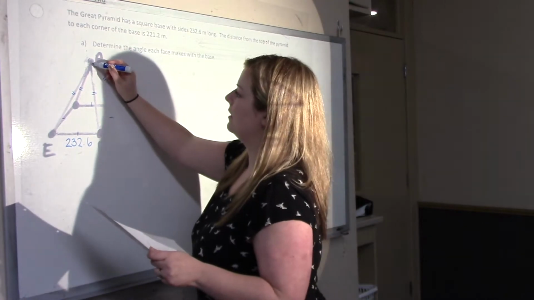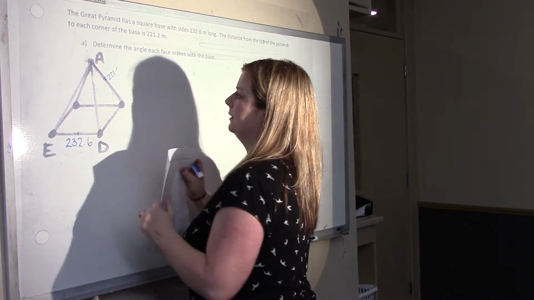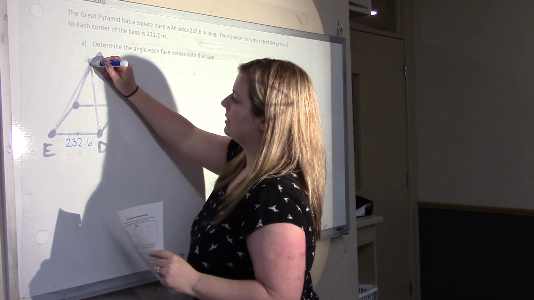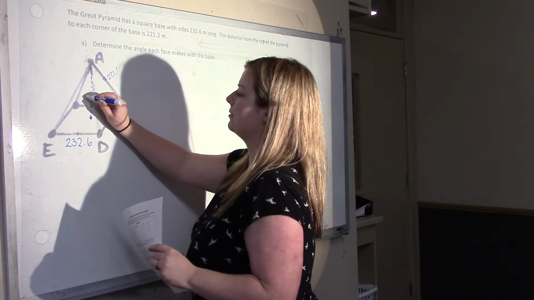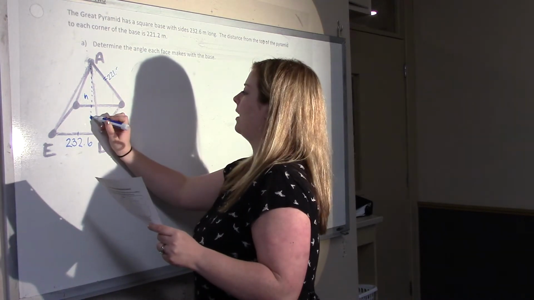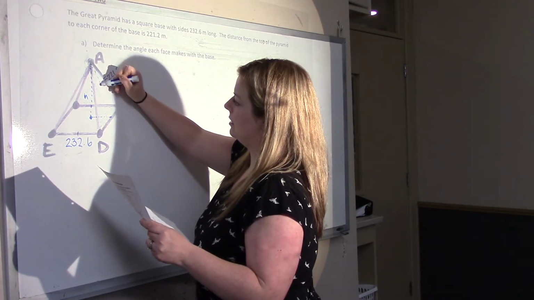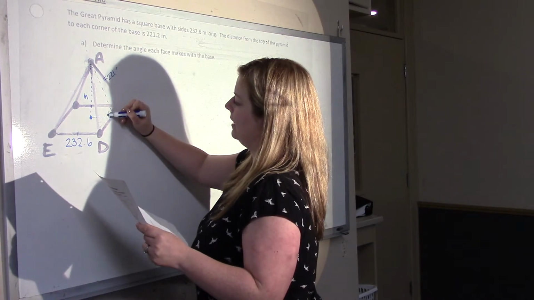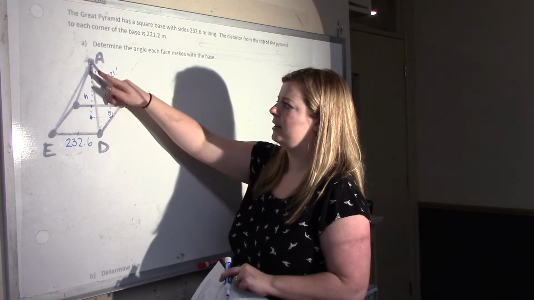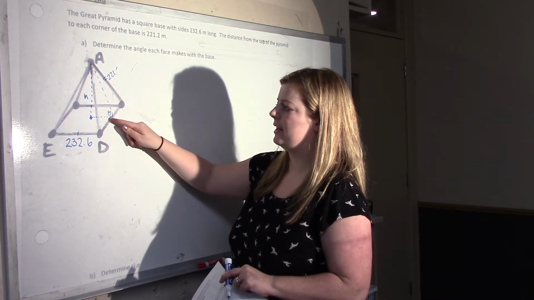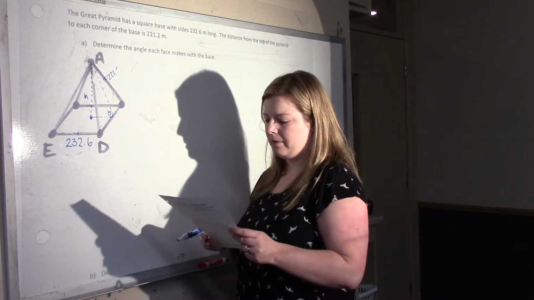If you can imagine this height, I'm going to erase some of these because they just get in the way. Imagine I drop down a vertical that represents the height of this pyramid, and I stop it in the middle here. So this is the height of the pyramid, and then I can imagine this coming down here. This theta is the angle they're looking for. Here's the height of the pyramid, here's the length of a face, and here's the middle of the base. It's this angle theta that each face makes with the base.